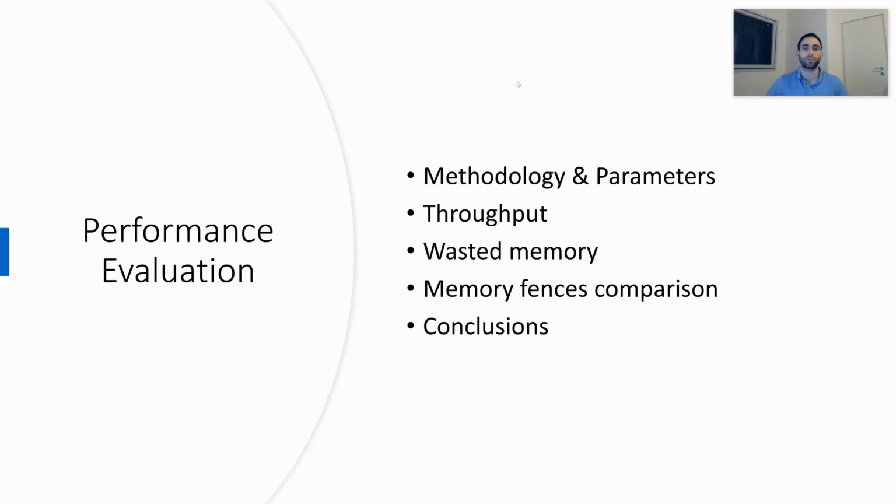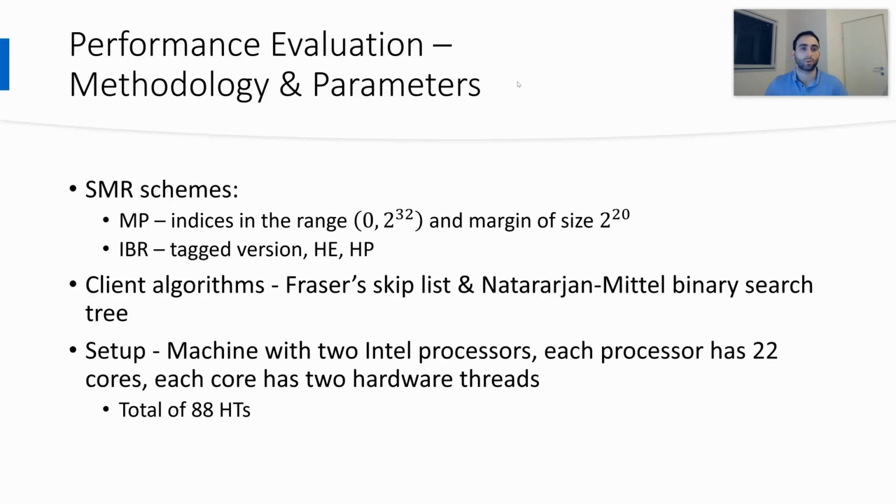Okay, so now I'll briefly show you some of our experimental results comparing margin pointers to other safe memory reclamation schemes. First, let's talk about the setup. We configured margin pointers to use 32-bit indices and a margin of size 2 to the power of 20. We compared it to the tagged version of interval-based reclamation, Hazard Eras, and Hazard Pointers. For client algorithms, we use two concurrent search data structures, skip list and NM binary search tree. And our experiment ran on a machine with a total of 88 hardware threads.